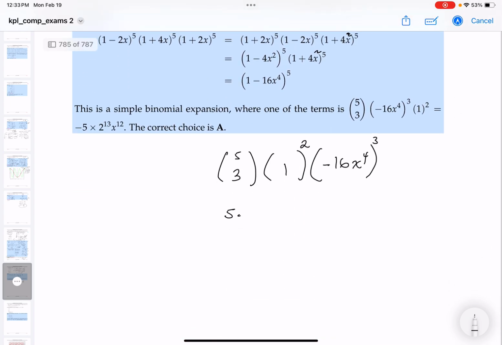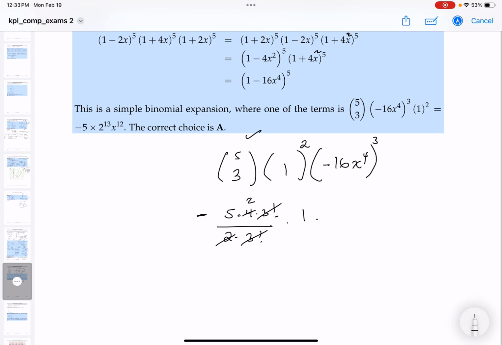This would be 5 factorial, which is 5 times 4 times 3 factorial. I'm doing the binomial coefficient. What goes on bottom? 2 factorial, which is 2, times 3 factorial. What happens there? That cancels off, right? 2 goes into 4 2 times. Let's do the next one. 1 squared is just 1. And over here, I get minus 16 cubed.